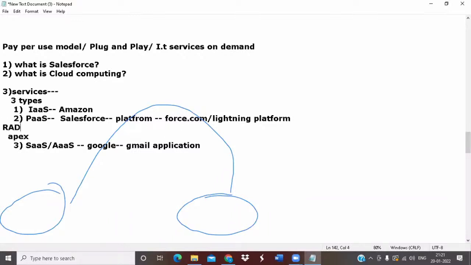That can be called RAD. RAD stands for Rapid Application Development. I'll give you an example. An enterprise application is a combination of three different applications: a business application plus a CRM application plus an integration application. If you want to develop an enterprise application using Java, .NET, or Python, any technology apart from Salesforce, it takes a minimum of 4 to 5 years.